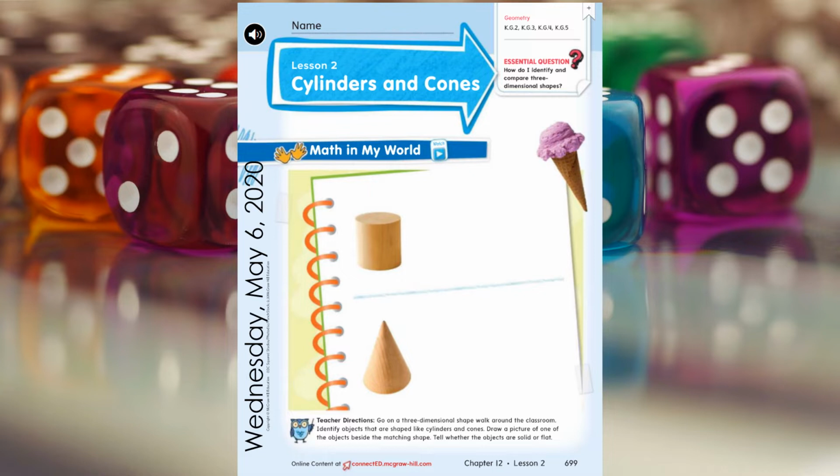And our question for today's lesson is, how do I identify and compare three-dimensional shapes? And what are 3D shapes? 3D shapes are solid. So specifically, we are going to talk about cylinders and cones.